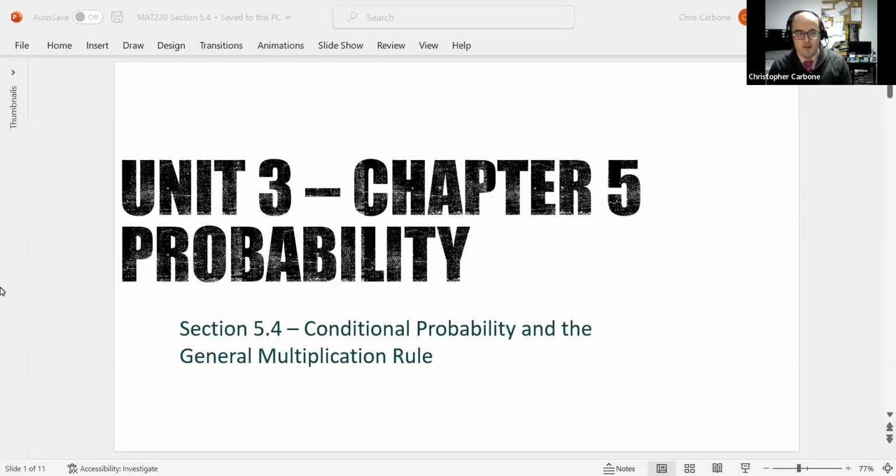Welcome to section 5.4 on the conditional probability and general multiplication rule. This is part 1 of this particular lesson.